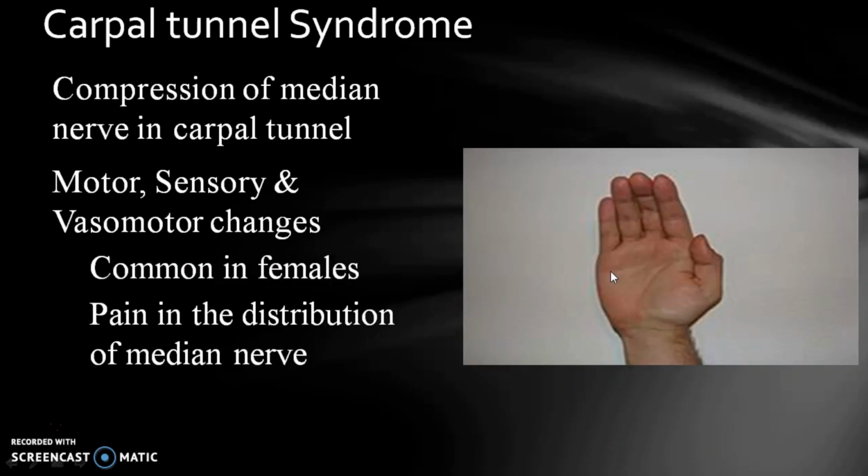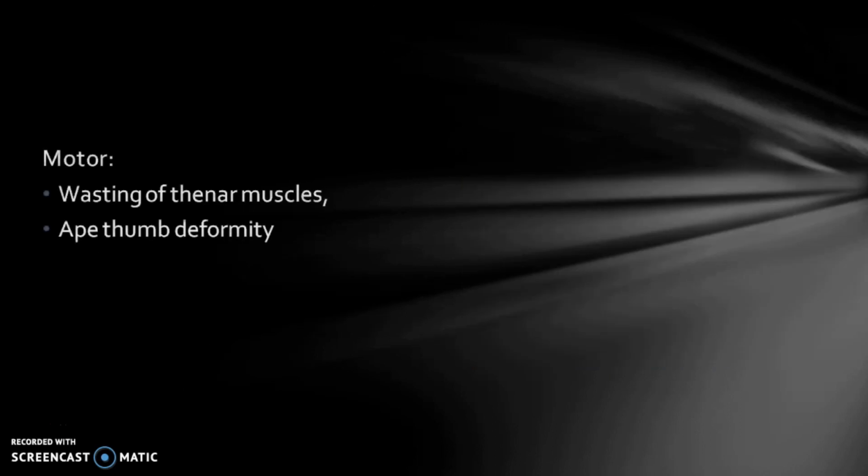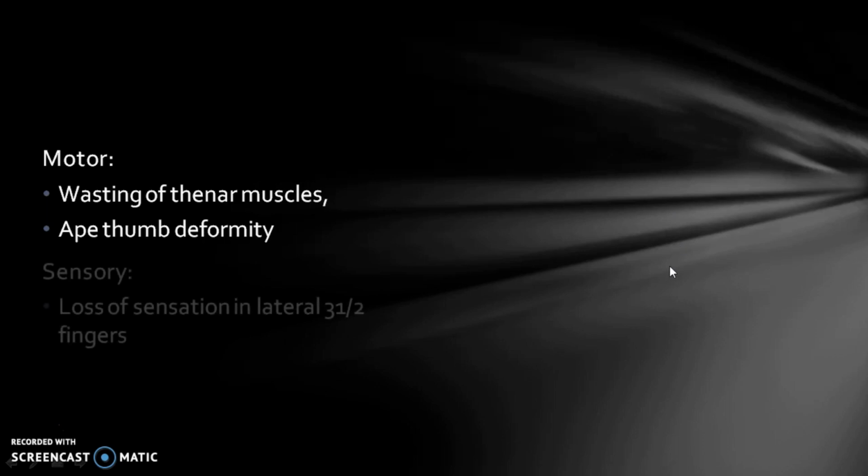And talking about the applied aspect, carpal tunnel syndrome is the major applied aspect. It is caused by the compression of the median nerve in the carpal tunnel, and there will be motor changes, sensory changes and vasomotor changes. This syndrome is common in females, and the pain distribution is along the course of the median nerve. Now we can see what impact is going to happen due to this carpal tunnel syndrome. The motor changes are wasting of the thenar muscles and ape thumb deformity. These are the motor changes.